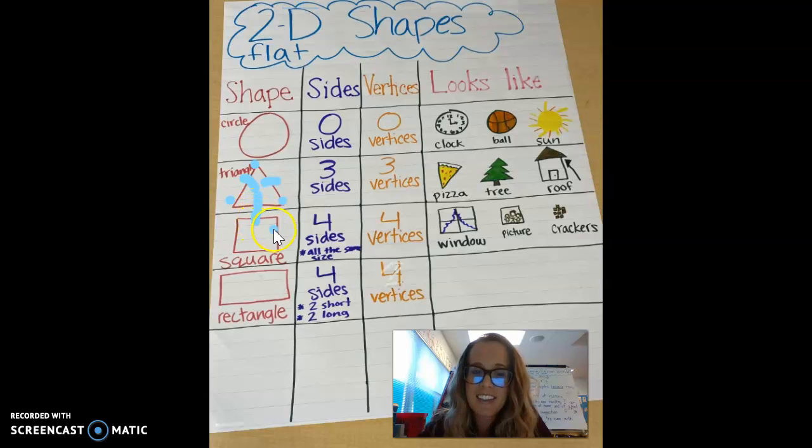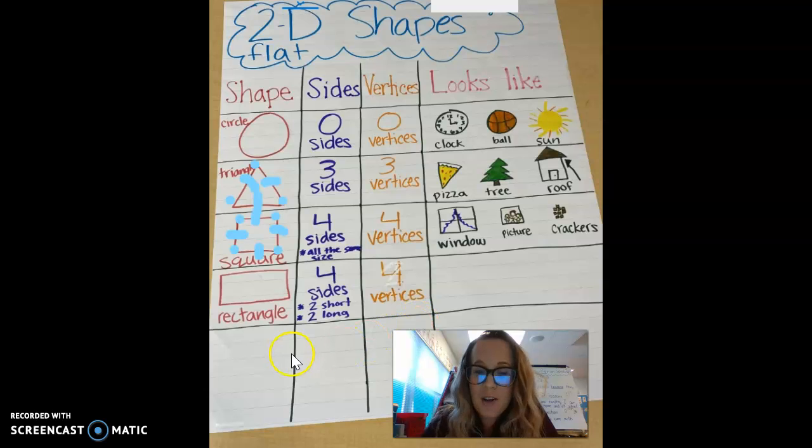And then yesterday we learned all about a square. How many sides does a square have? 4 sides. And what makes a square so special? I hope you said all of the sides are the same length. So if a square has 4 sides, that means it also has how many vertices? 4 vertices, good. And then here were some of the pictures that you guys told me about that you could find. Windows. Some people sent me a picture of a picture at their house. And then somebody also said crackers. Nice job, boys and girls.